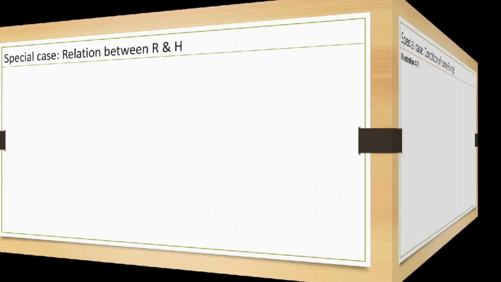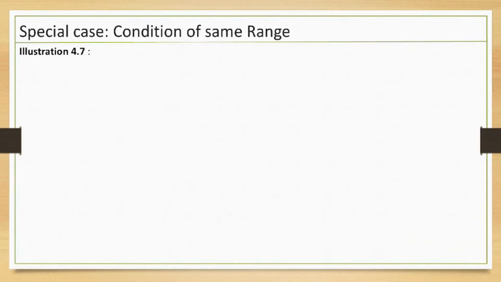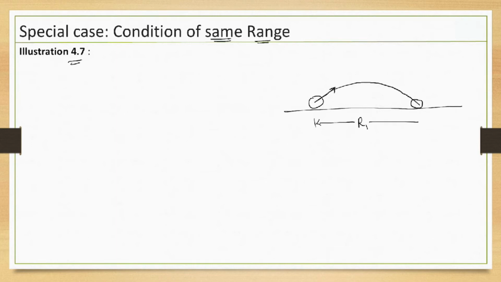Let's see the next special case, which is the condition for the same range. You understand it properly. What is the meaning of same range? And it is illustration number 4.7 from the textbook. Let's say I am drawing a figure, a horizontal surface. Here you throw an object like this, and it moves along this path, and its range is R1, and the angle is theta 1. First case.